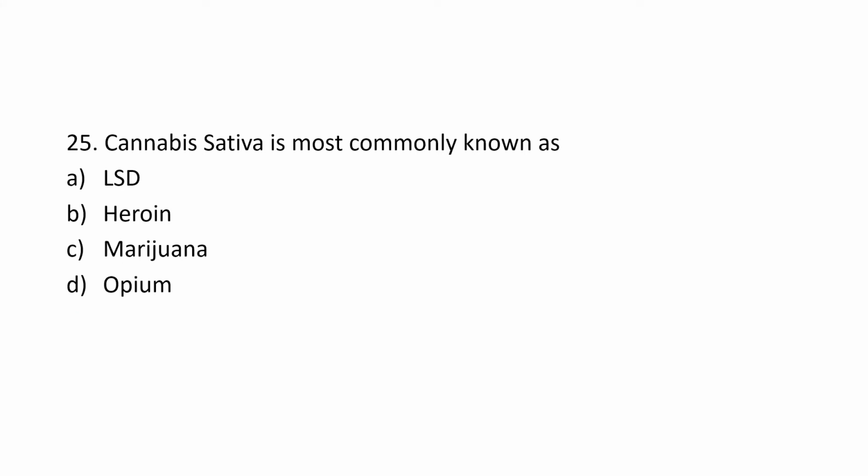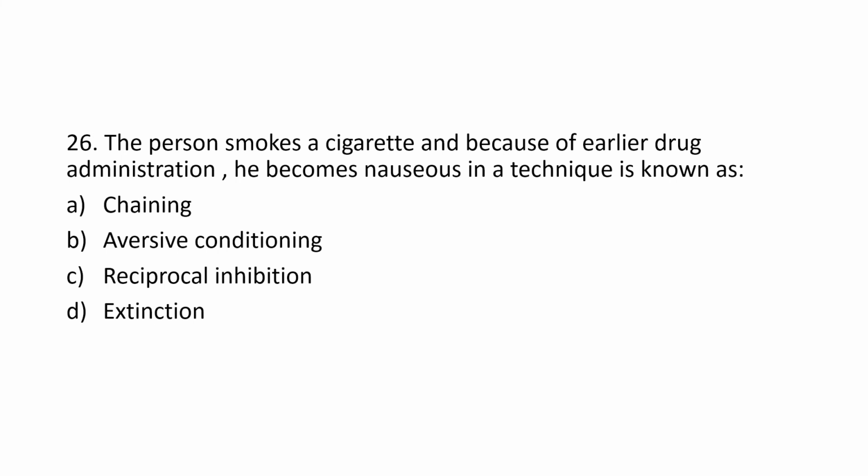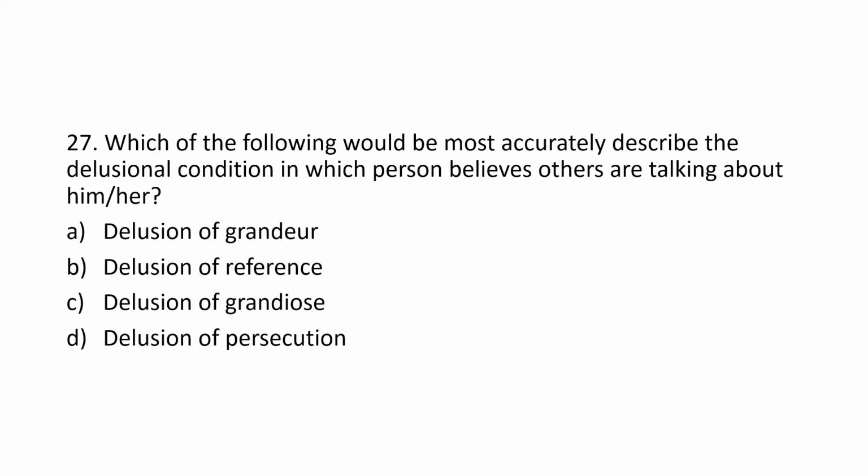Number 25. Cannabis sativa is most commonly known as marijuana. Number 26. The person smokes a cigarette and because of earlier drug administration he becomes nauseous, and the technique is known as aversive conditioning. Number 27. Which of the following would most accurately describe the delusional condition in which a person believes others are talking about him or her? This is basically delusion of reference.